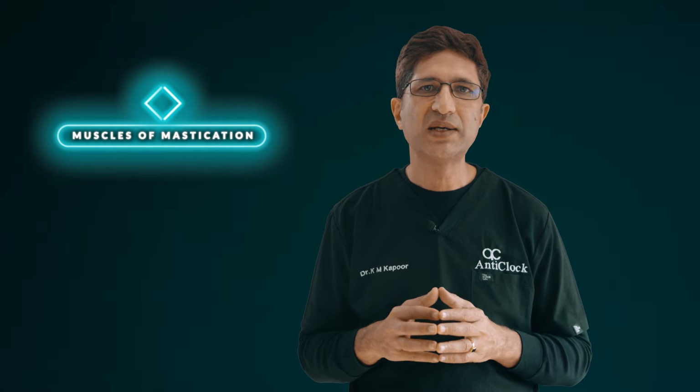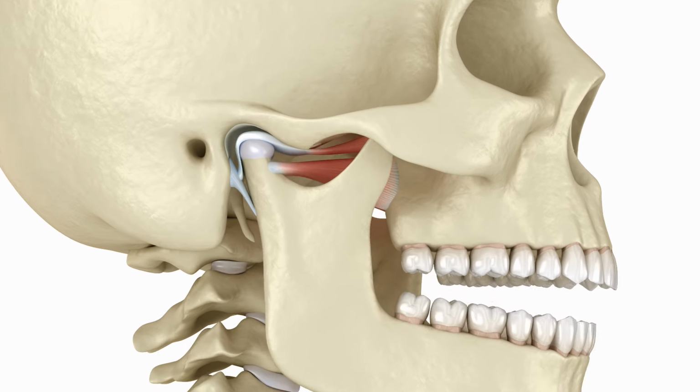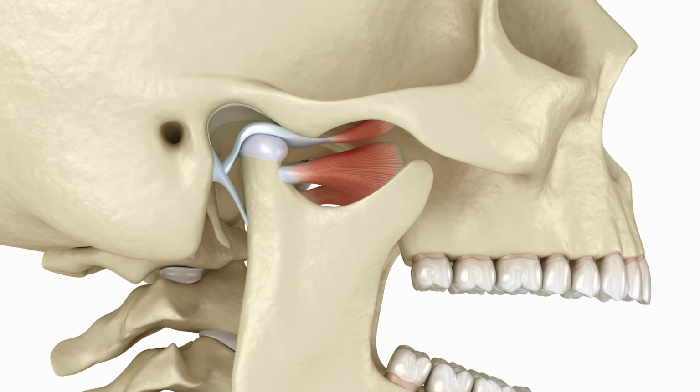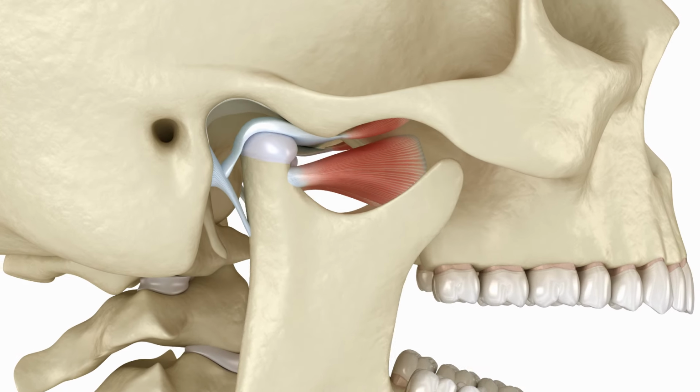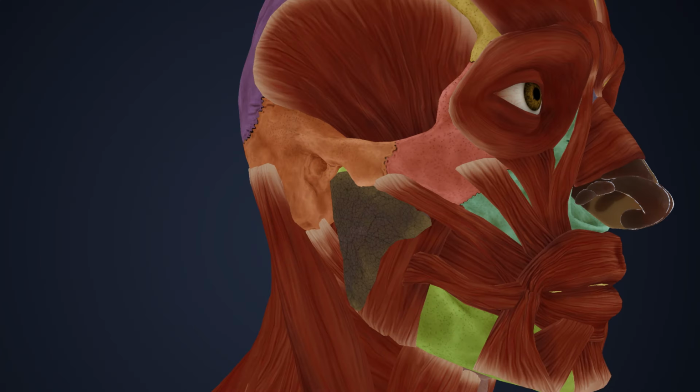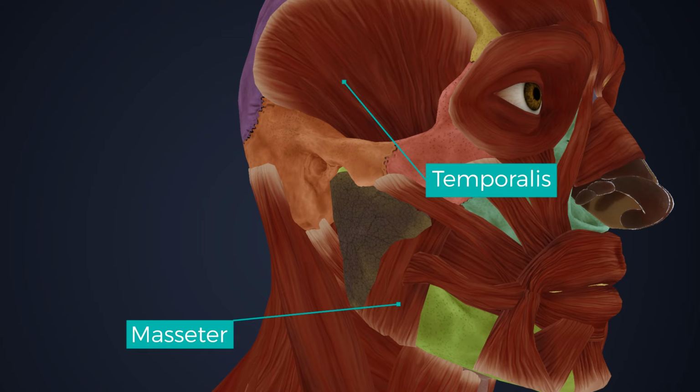These muscles are responsible for the movements that help us chew. Unlike the muscles of expression, these muscles are deeper. Key muscles in this group include masseter, one of the strongest muscles of the face. It helps elevate the jaw and close the mouth. Temporalis is located on the side of the head, and this muscle helps elevate and retract the mandible.